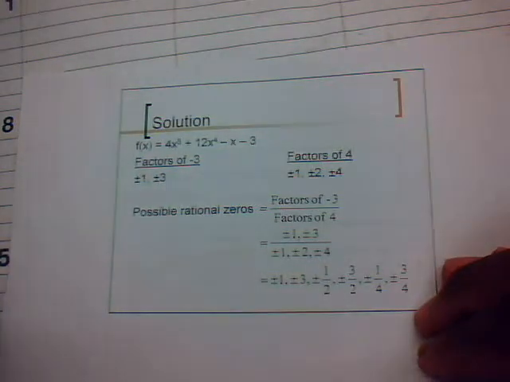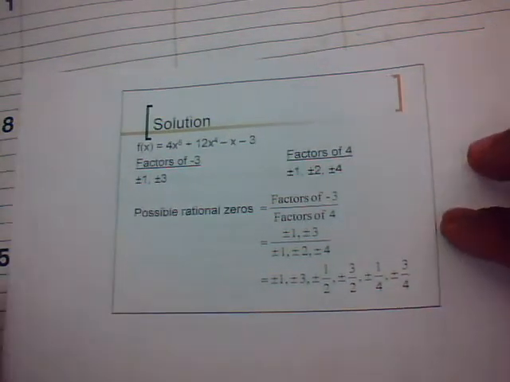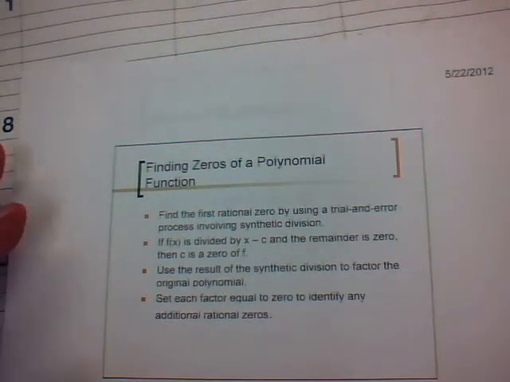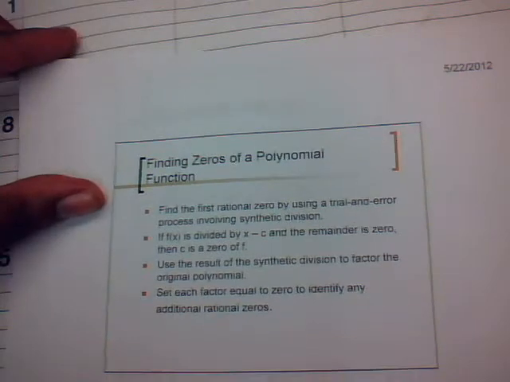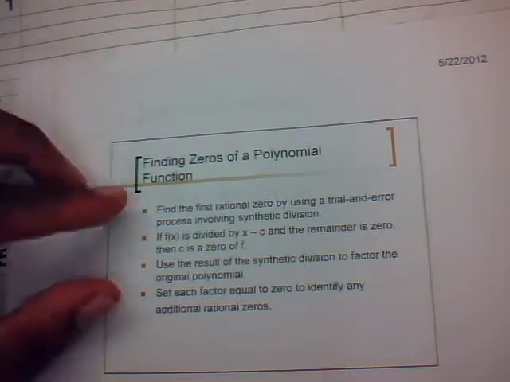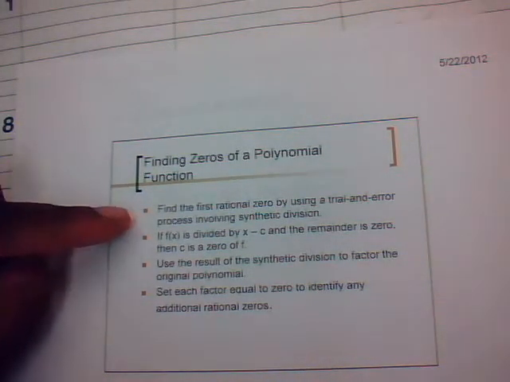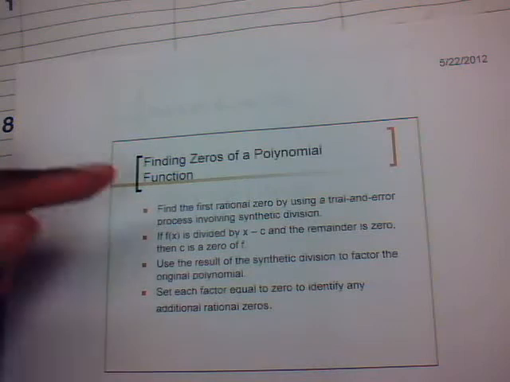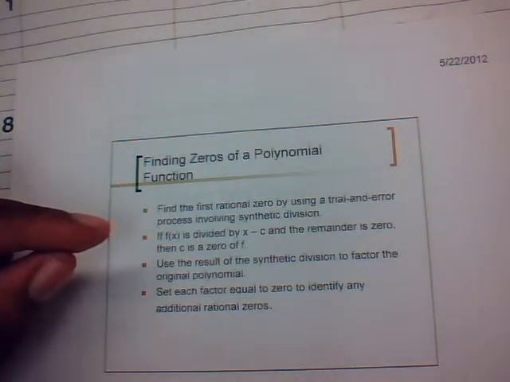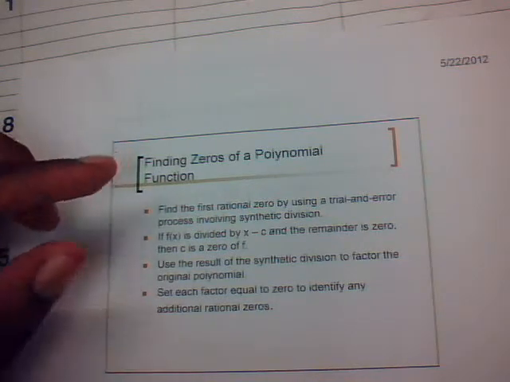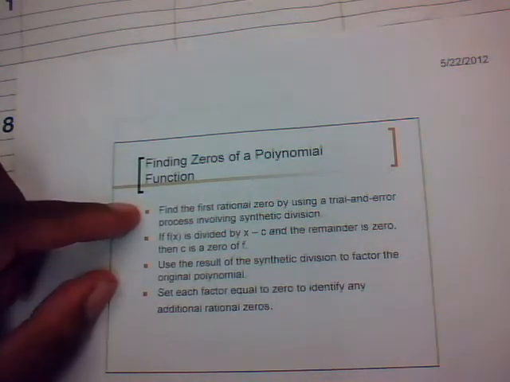Now, this is going to be applicable to what I'm going to talk about on this next paper. And that's finding the zeros of a polynomial function using the rational zero theorem. The first thing you'll do is find the first rational zero by using a trial and error process that involves synthetic division. In one of the videos where we were talking about dividing polynomials, we talked about how to divide using synthetic division. That's what you'll use in this particular situation.